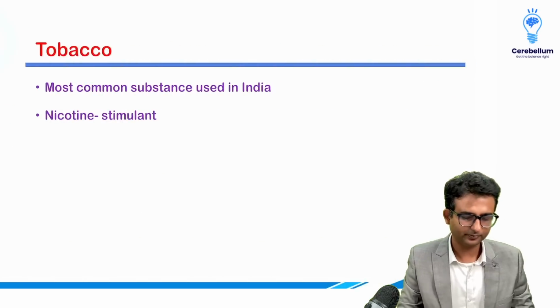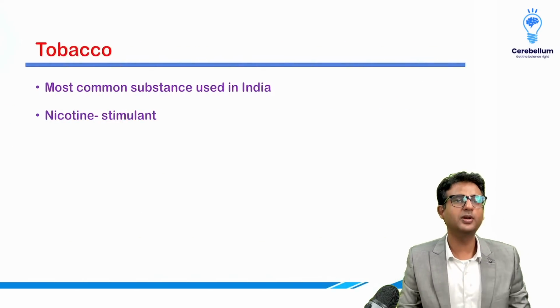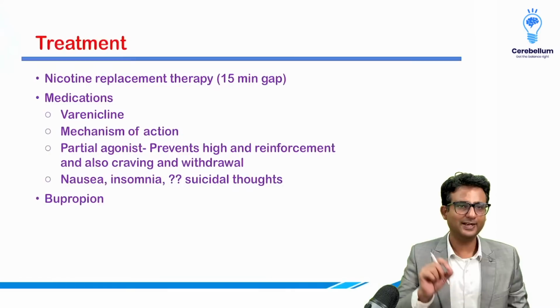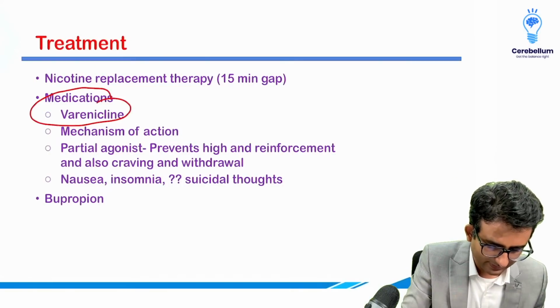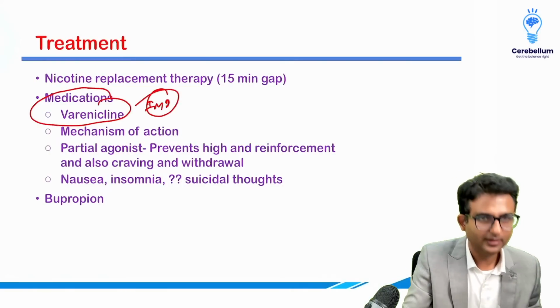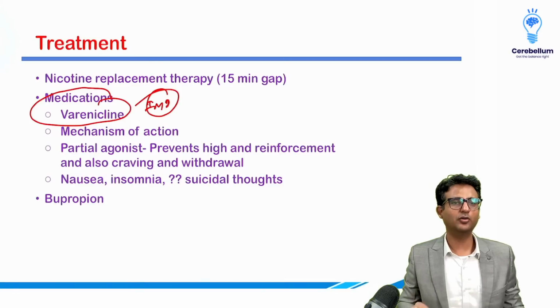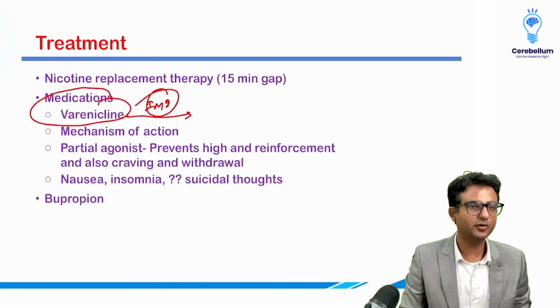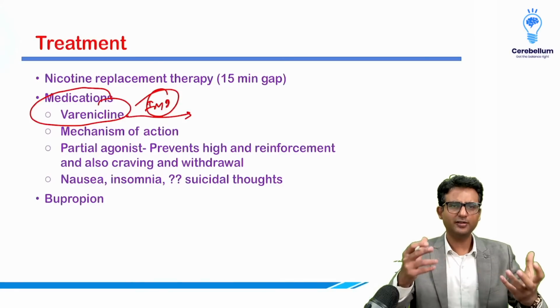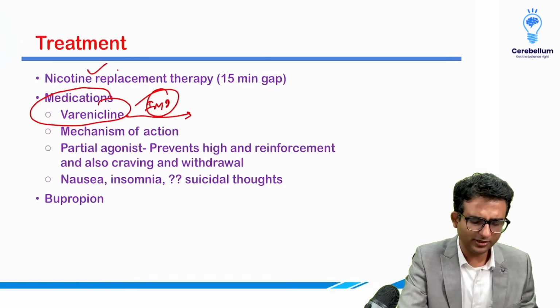Okay? Tobacco. The most commonly used substance in India is tobacco. Very important MCQ: varenicline. The best treatment for tobacco is now varenicline. How does it work? The more commonly used treatment is nicotine replacement.